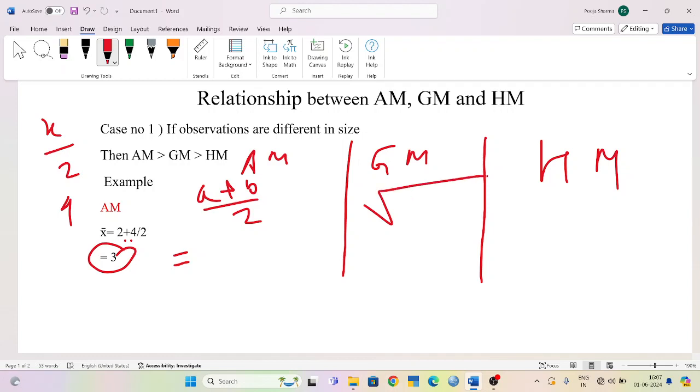The formula of GM is root over A into B. That is root over 2 into 4. 2 into 4, 8. Root over of 8 is 2.8482.